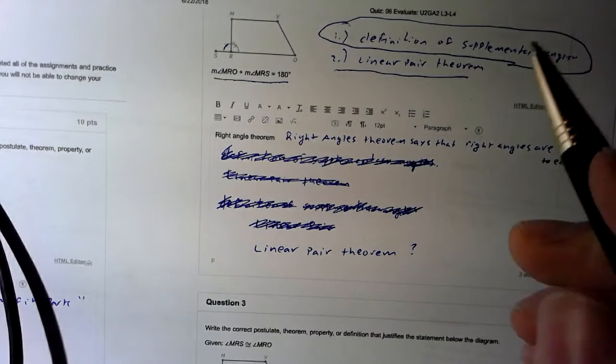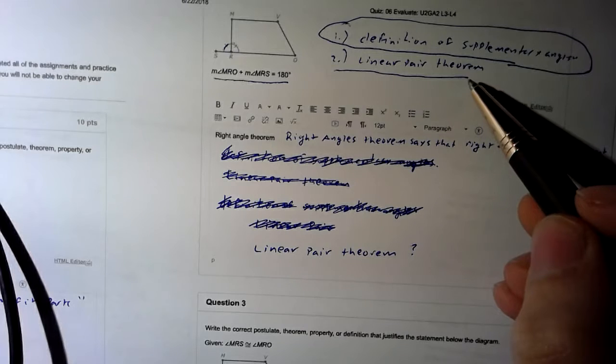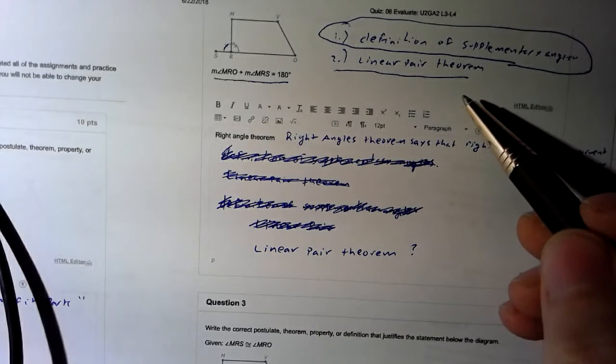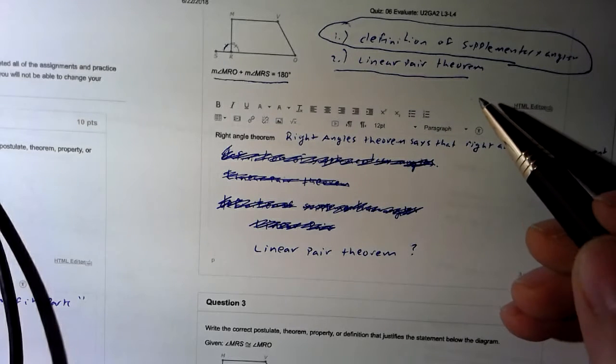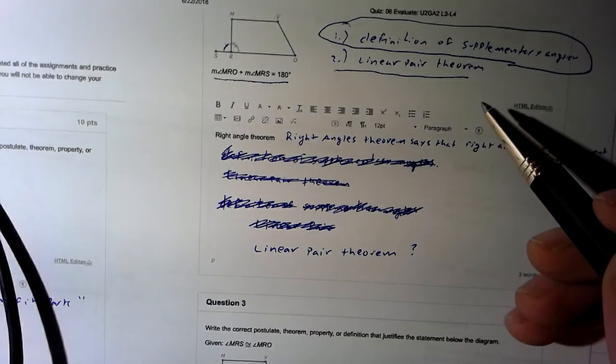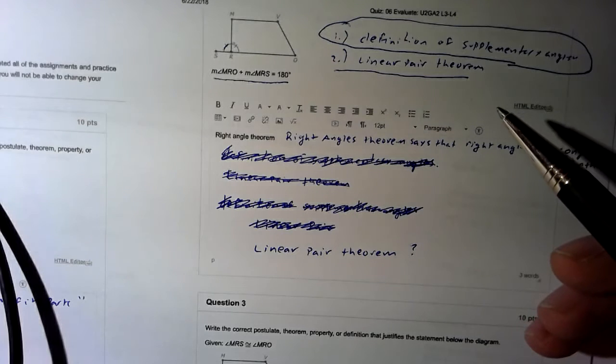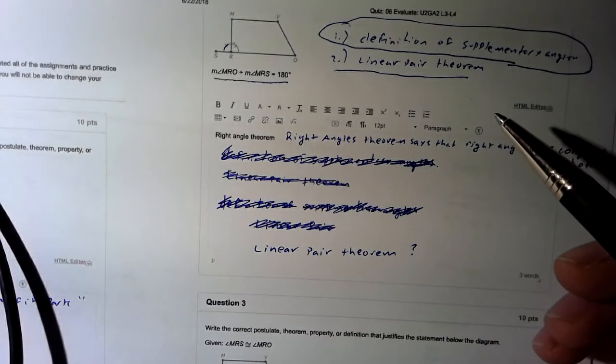I'm gonna play it safe here and say that we're not going to use the linear pair theorem because it's not specifically in the theorem list. It's in the conjecture list, and again, technically you can't use a conjecture as a justification in a proof because a conjecture itself hasn't been proven.